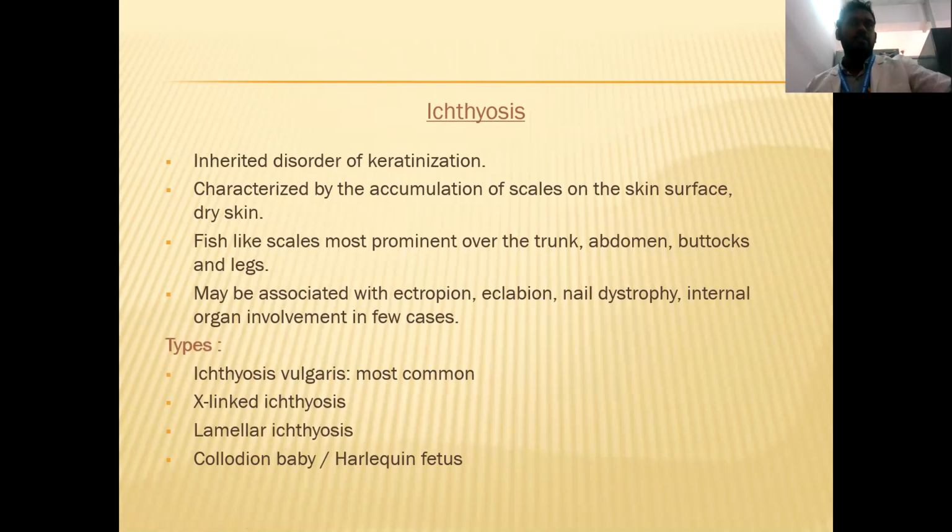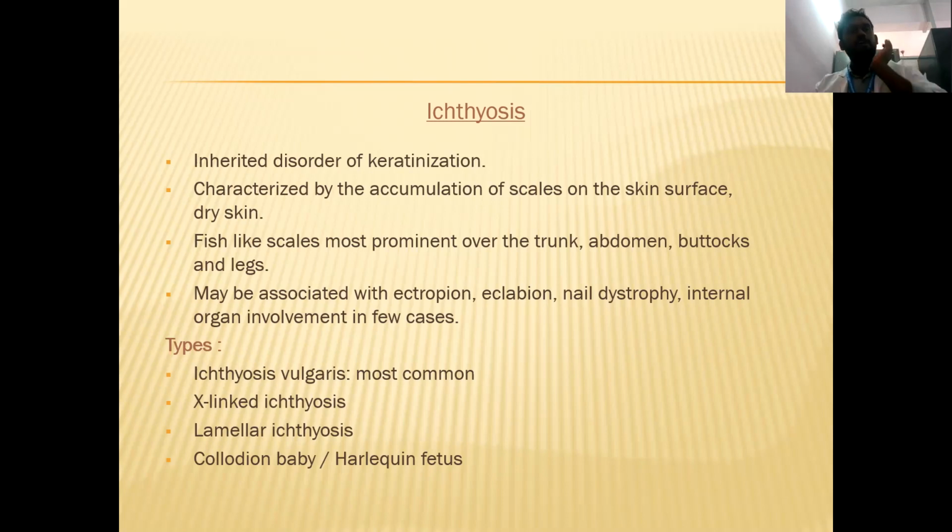Ichthyosis is another group of conditions which are commonly seen in childhood. These are nothing but inherited disorders of keratinization, characterized by the accumulation of scales on the skin surface, and they will also have dry skin. The scales have a typical appearance, presenting as fish-like scales. Most prominently, they can be seen on the trunk, abdomen, buttocks, and also on the legs. Sometimes it can be associated with ectropion, eclabium, nail dystrophies, and internal organ involvement.